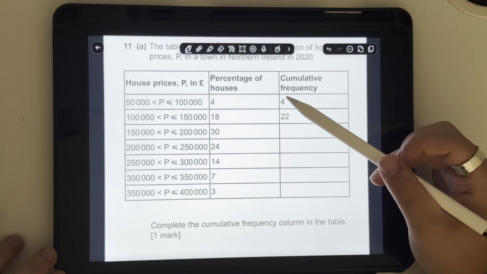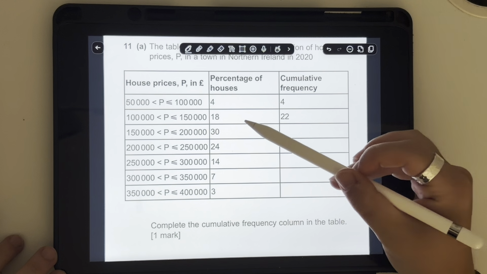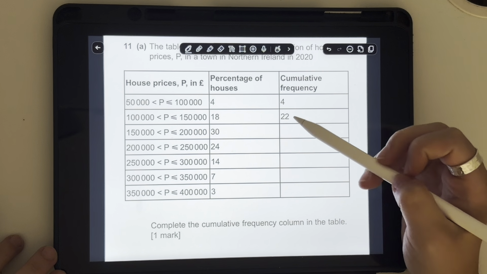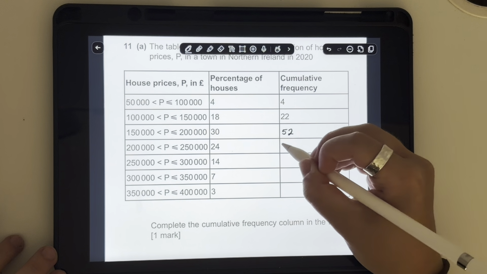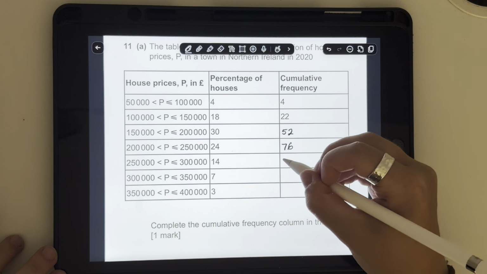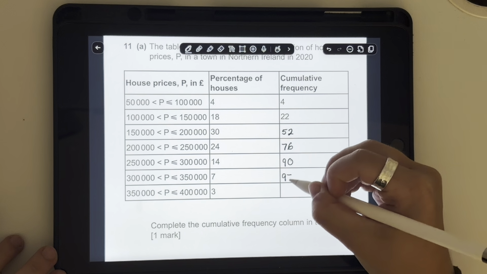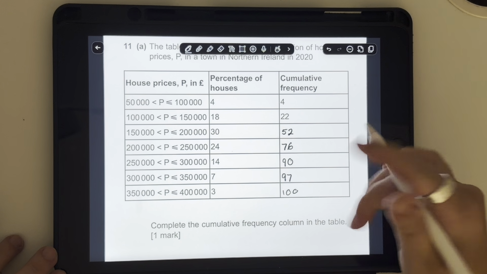This is literally adding. So it was 4. 4 plus 18 is 22. 22 plus 30 is 52. Plus 24 is 76. Then 90, 97, and 100.